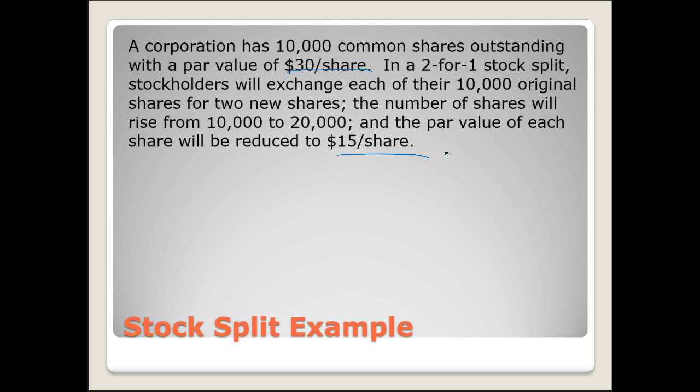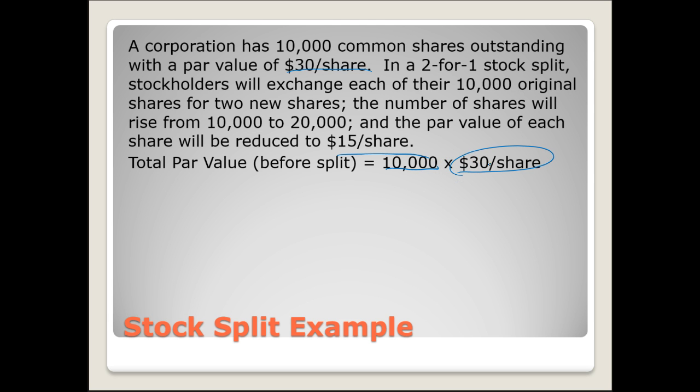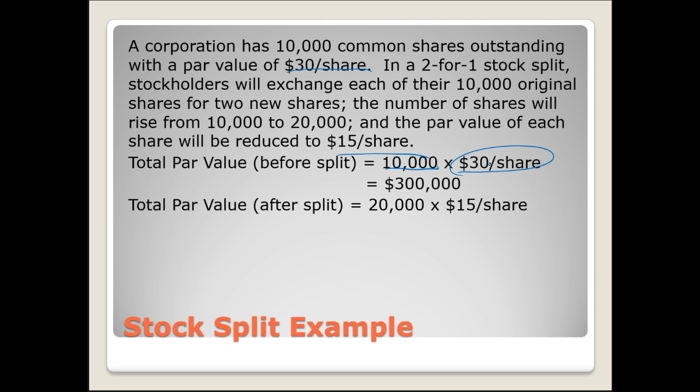So what was the total par value before the split? Well, it was the 10,000 shares outstanding times $30 a share, which got us $300,000. The total par value after the split was 20,000 shares times $15 a share, because it went down by half, so it was $300,000. Notice, par value before the split, after the split are precisely the same.